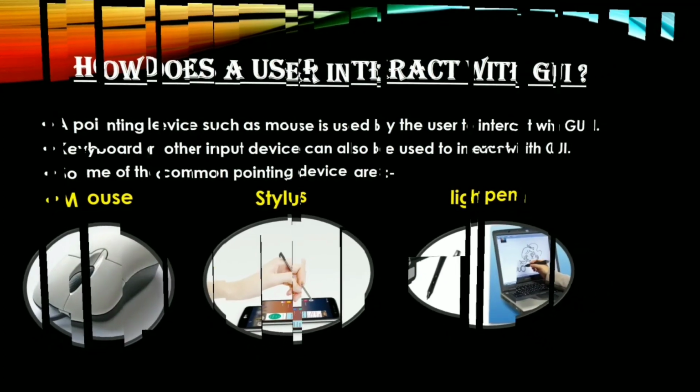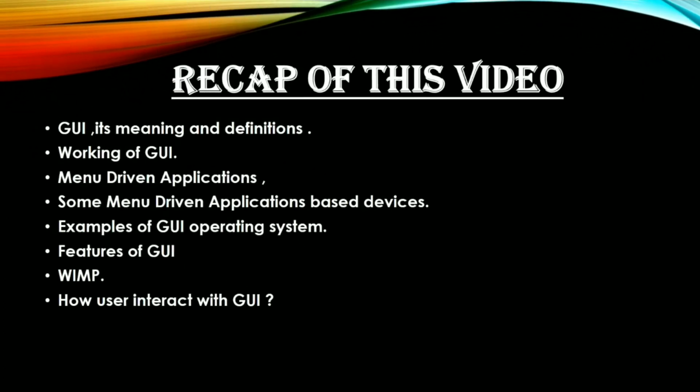Now we will take a quick recap of this video in which we have learned about the GUI, what is the work of GUI, menu driven applications, some menu driven application based devices, examples of GUI operating systems, features of GUI, WIMP that is window, icon, menu, pointer, and how a user interacts with GUI.